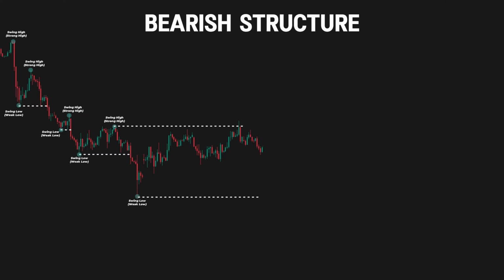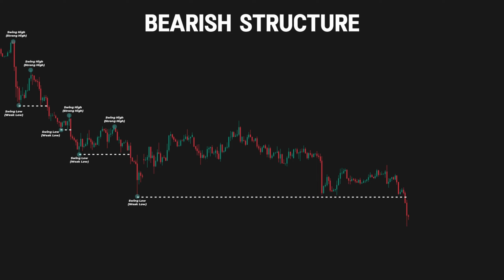However, it ultimately fails to break the previous major swing high or strong high, reinforcing the bearish trend. Bearish pressure resumes, and price aggressively breaks through the most recent weak low, forming yet another significant strong high. At this moment, we can confidently mark this latest point as our current strong high, with the recent low acting as the current weak low, providing clear targets and structure for future trading decisions.